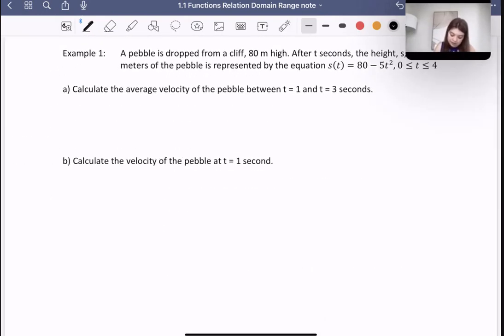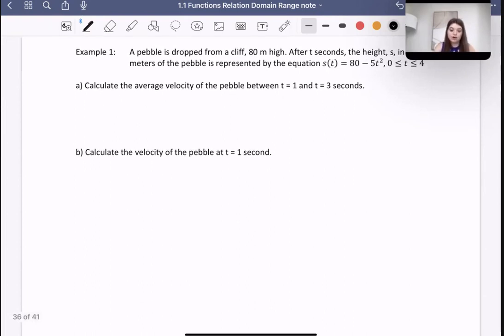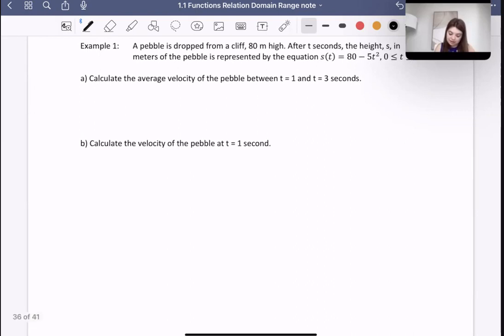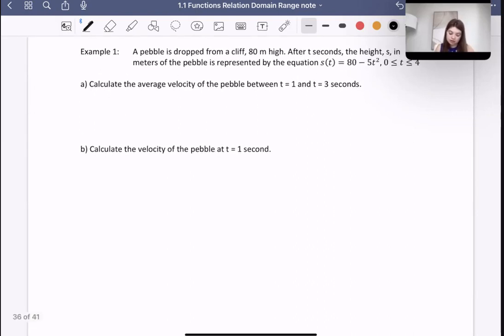So I'm going to give some examples of what we'll do for our approximations. Okay, so here it says a pebble is dropped from a cliff 80 meters high. After t seconds, the height s in meters of the pebble is represented by this equation. Calculate the average velocity of the pebble between 1 second and 3 seconds. Okay, so this actually goes back to what we did last day. This has to do with the average rate of change, okay, or the average velocity.